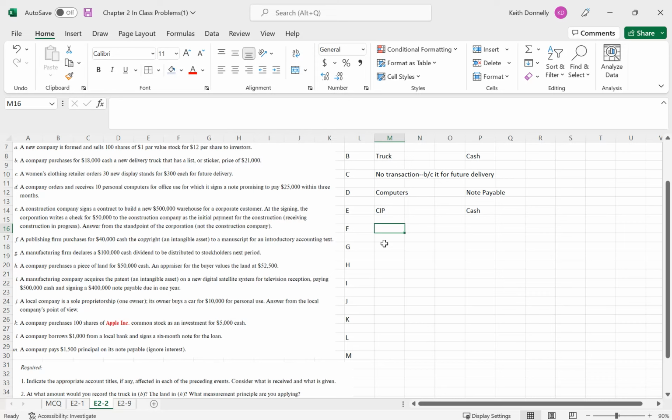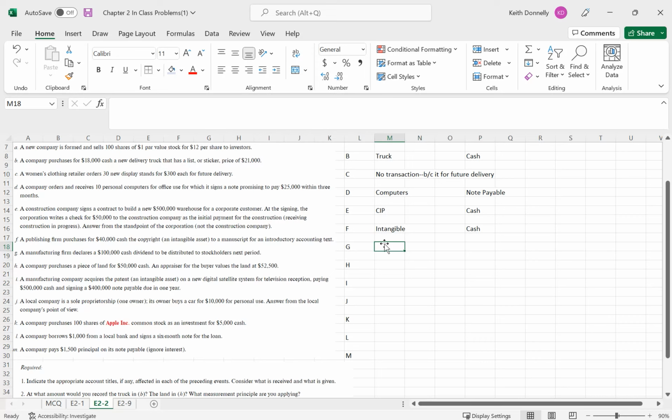So let's look at F. It says a publishing firm purchases for cash an intangible asset. Okay, what did they receive? An intangible. What did they give? Cash. G here. Looks like a firm declares $100,000 dividend to be distributed to stockholders next period.